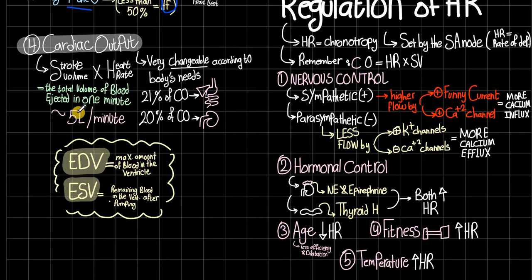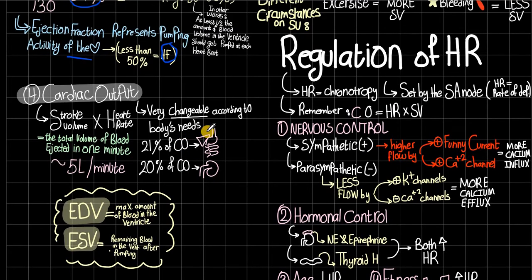Another thing that we have to mention is that if the heart pumps 5 liters in a minute, these 5 liters are divided based on the body's needs. So the urinary system is given some, the kidneys are given a percentage of this cardiac output, and the digestive system is given some. Each organ system takes a percentage of this cardiac output based on its needs.